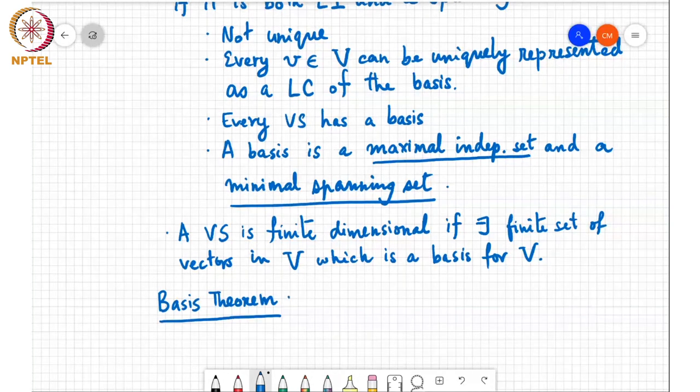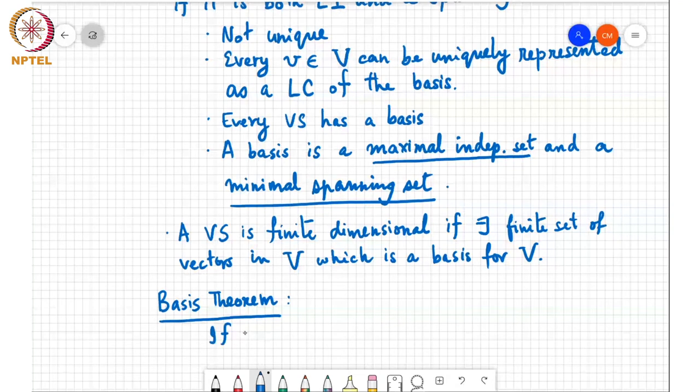So what do you think it says? Anybody want to guess, or does anybody know what the basis theorem says? Sir, the number of the vectors present in the basis is actually the dimension of the vector space. Yeah, exactly. So that's the theorem.